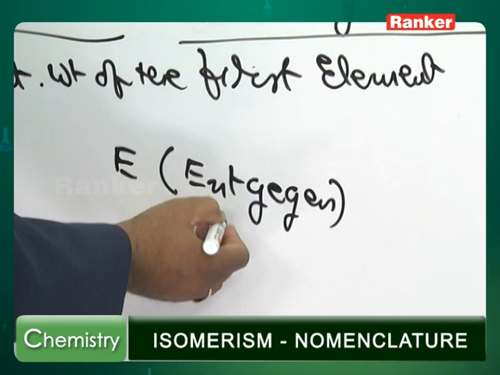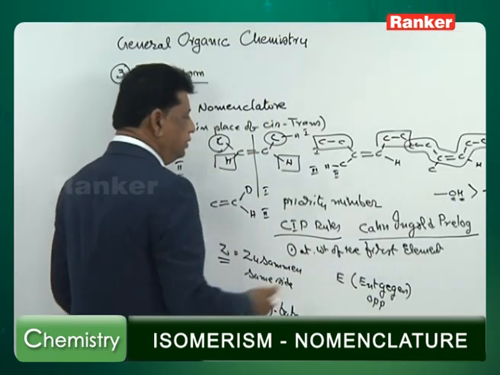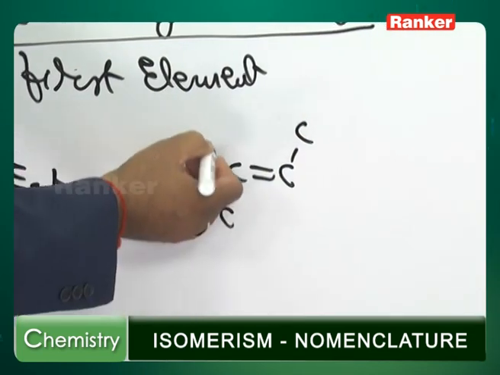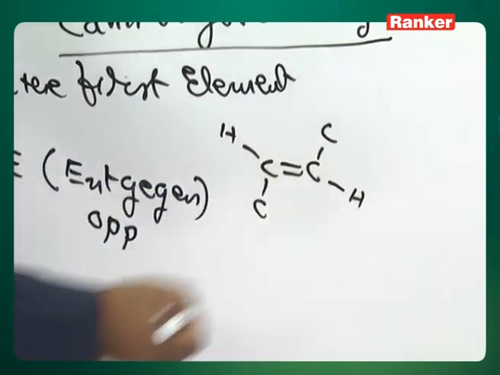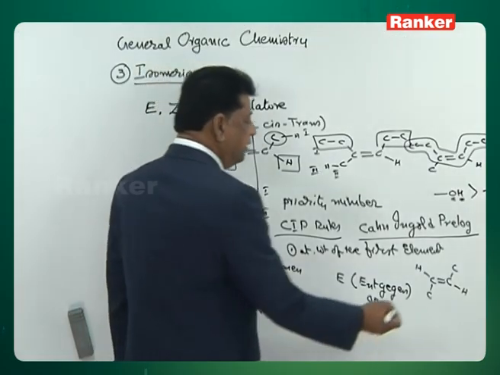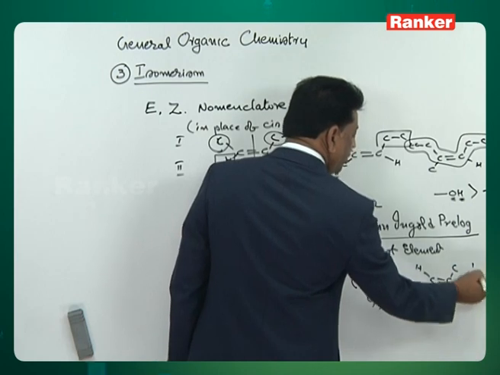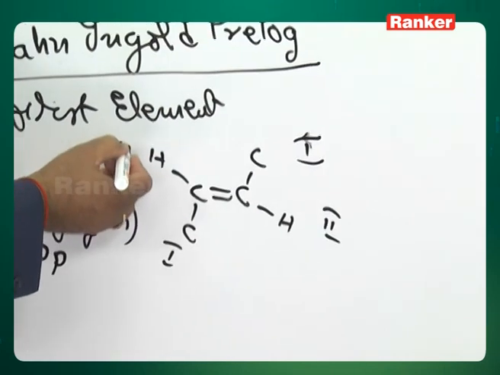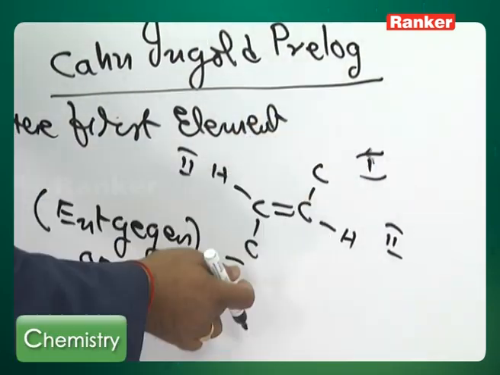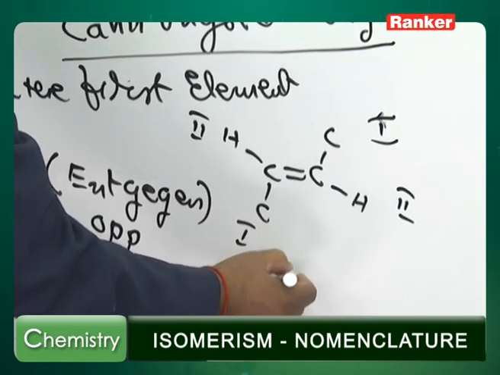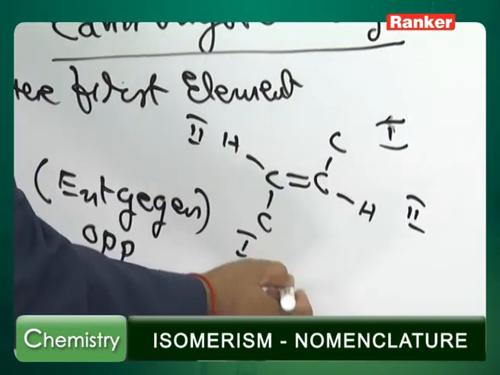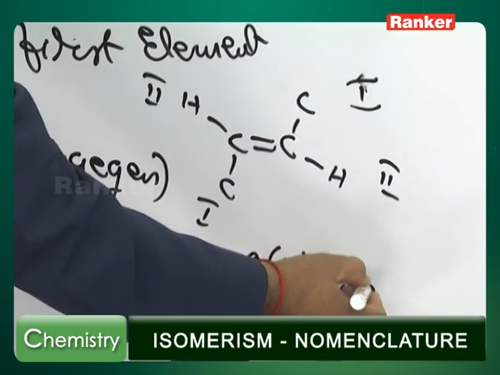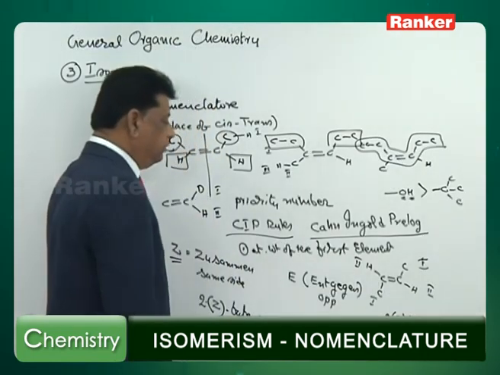Entgegen means opposite. When the groups are opposite, like a trans compound, a butene having the 2 methyls opposite, originally it was called trans-2-butene. Now this is number 1 group, this is number 2 group. So the number 1 groups are opposite. Leave the number 2, but the number 1s are opposite, therefore at the second carbon we have a double bond with opposite configuration, 2E-butene. So this is the nomenclature we are extending.